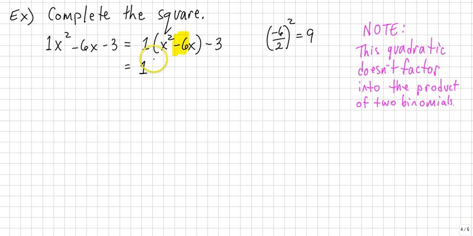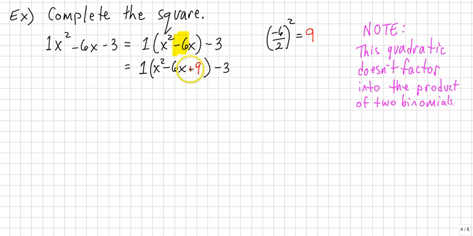So we end up with 1 times x squared minus 6x, and then this 9 gets added right here, right next to that negative 6. And then here's our minus 3. Let me color code this, make it a little bit easier. Our 9's right here.